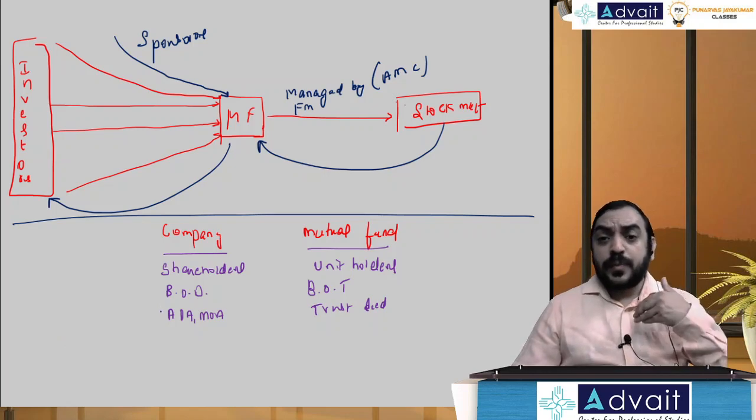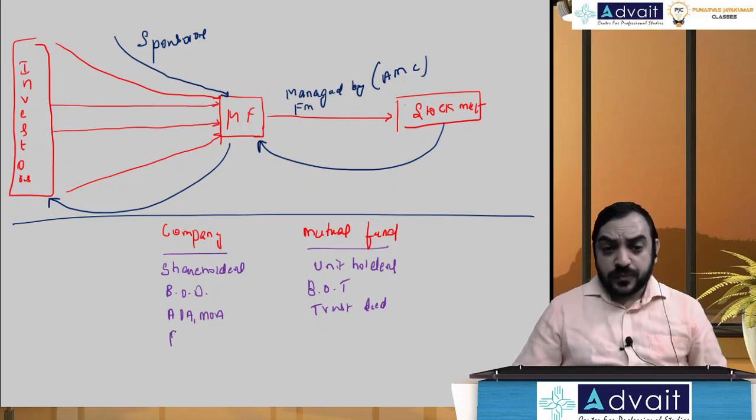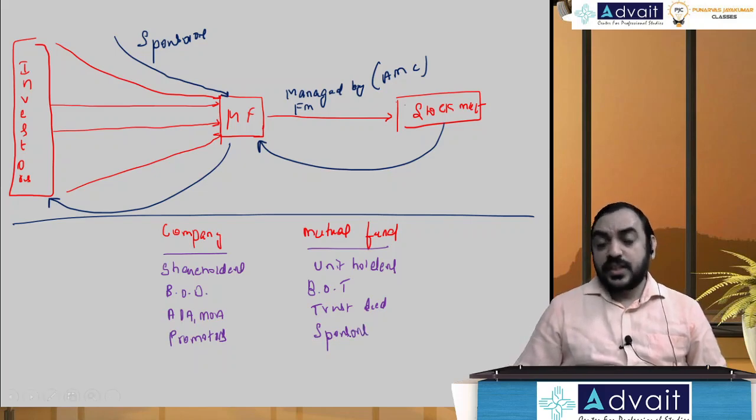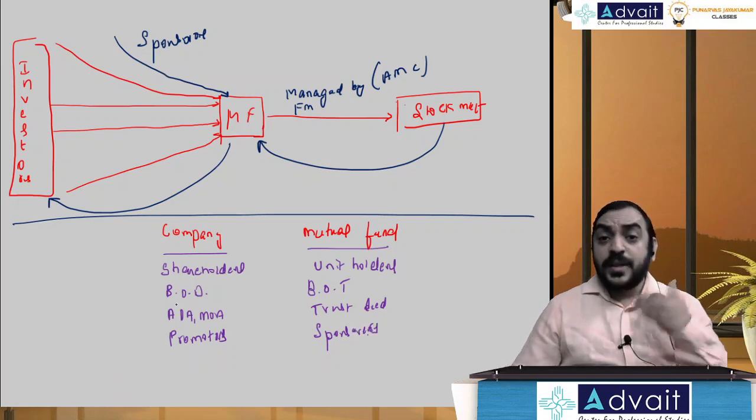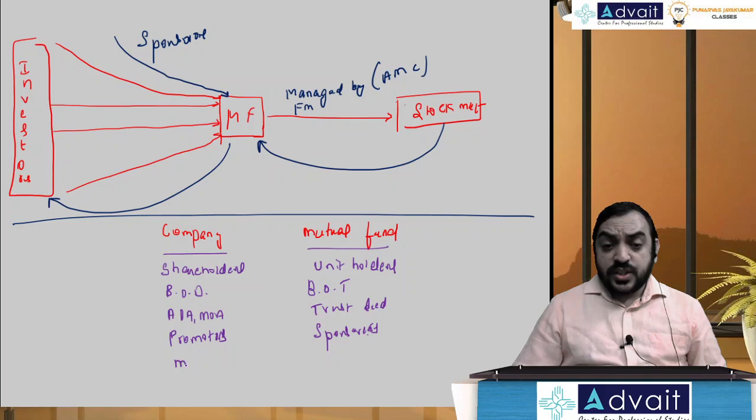And companies are primarily floated by promoters who begin the company, and in a mutual fund we call them sponsors. A company is managed by a managing director, a head you can say. A mutual fund is managed by a fund manager.